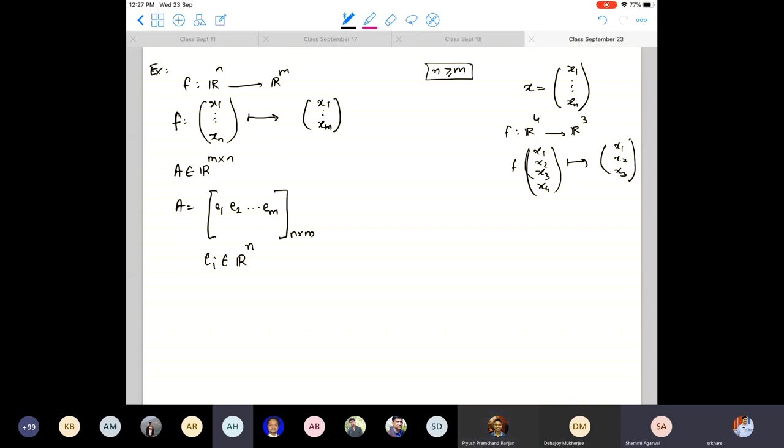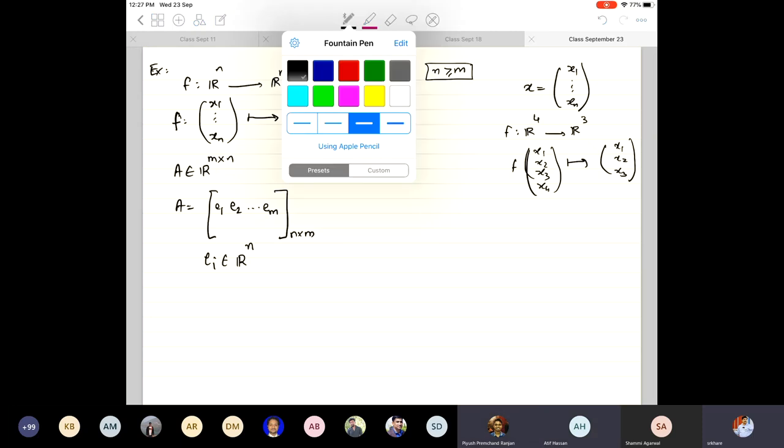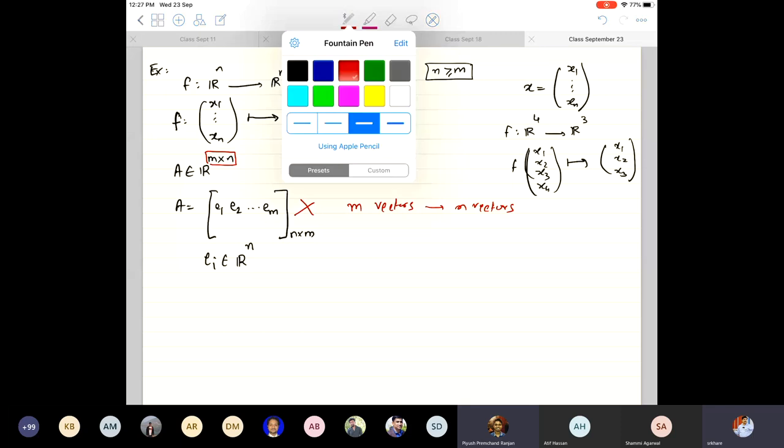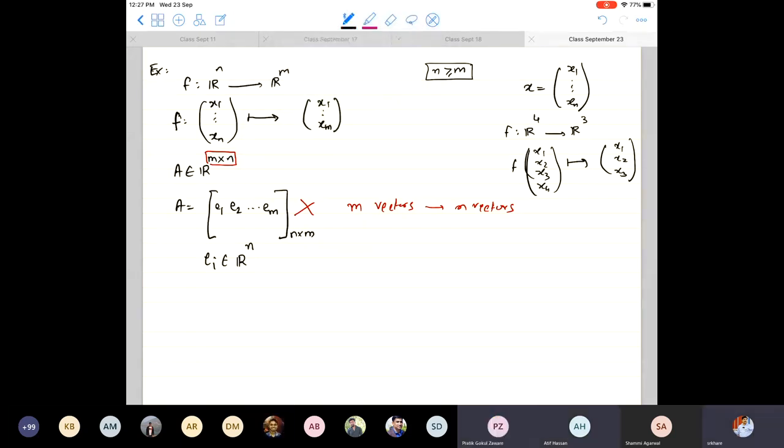Sir, it should be e1, e2 up to en, right? Then only we can get m cross n. So think about it once again. This is not the correct answer. Yes, sir, this is not correct. So this will not work because it will send m vectors to n vectors, right? What do we want? We want n vectors to go to m vectors. So the size of the matrix has to be m by n, sir, right? m by e1 transpose to em transpose, sir.